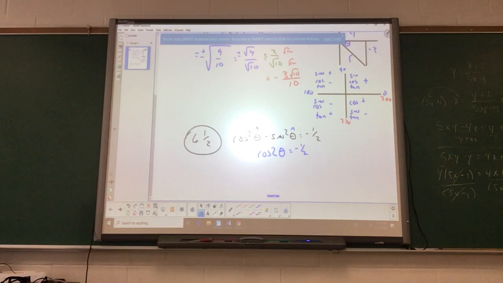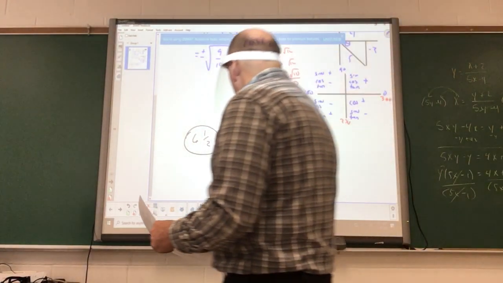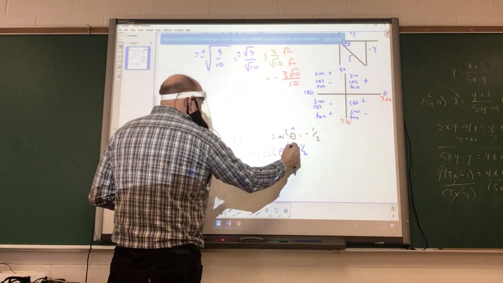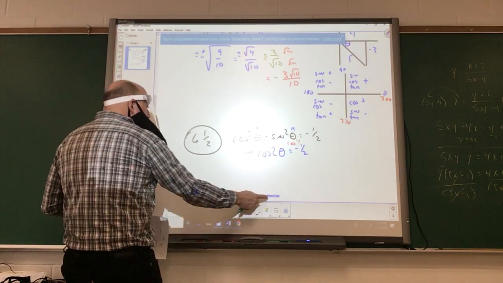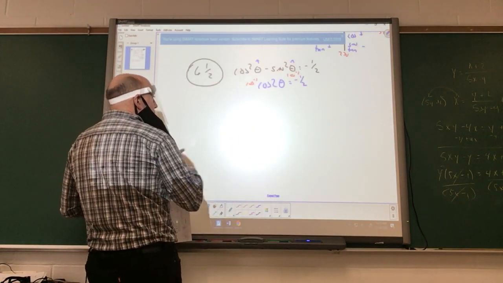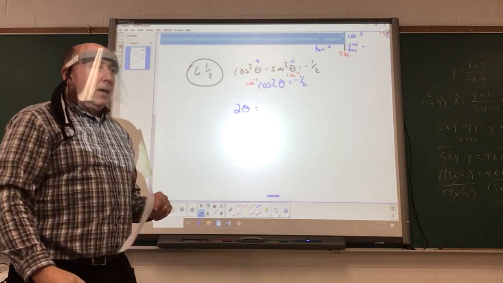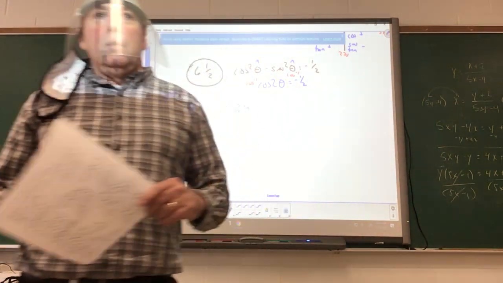Next step, we want to solve for theta. We need to get rid of cosine. What do we do to both sides to get rid of cosine, Trenton? Inverse cosine. So we take the inverse cosine of -1/2. So I click into my calculator, inverse cosine -1/2.